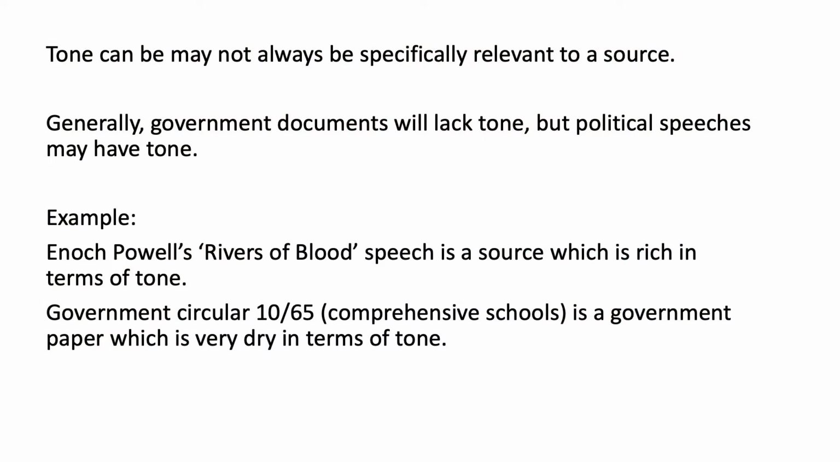And I've given an example for you here. Enoch Powell's Rivers of Blood speech certainly contains a lot of tone. This idea of us being mad, of us being insane by allowing immigrants in. Yet Circular 10/65 by Tony Crosland, which is supporting comprehensive schools, lacks the tone. It's a government document, so you need to be able to identify that when we're writing about sources.